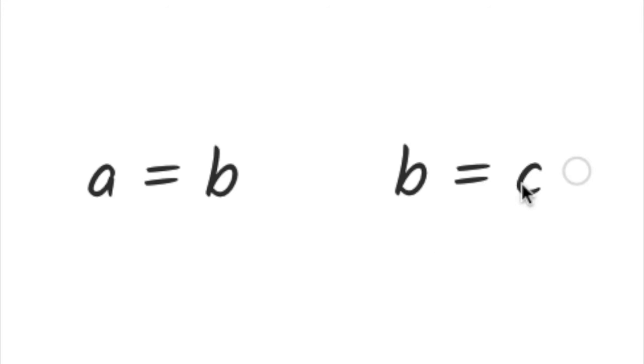Next is my favorite property, the transitive property. If we have two equations, a equals b and b equals c, then we know that c is equal to a. We can show this on Graspable Math by dragging c anywhere we see b, and it will replace it in the equation.